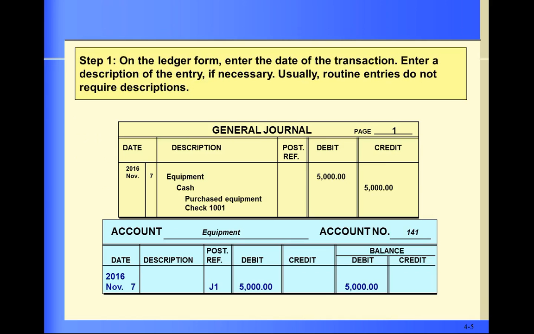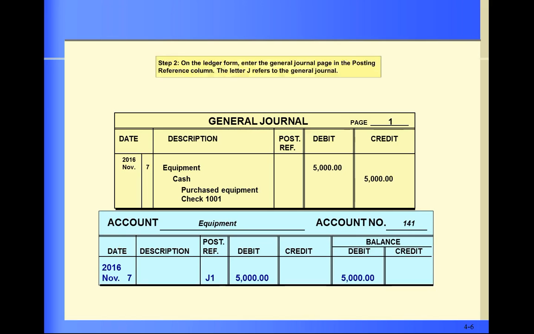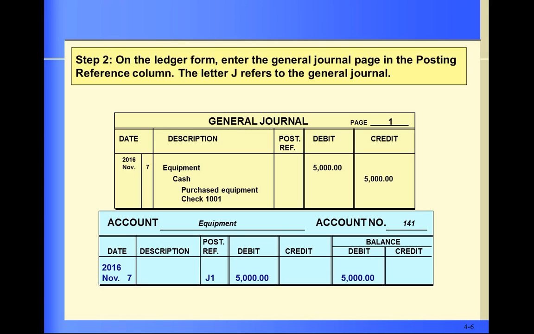So let's go through the process of transferring information from the journal to the ledger, what we call posting. Step one, we're going to take the date from the journal and move it to the date column on the ledger form. This will be a single entry on that ledger line, just the same way it was an entry on the journal. Step two, we're going to move the page of the journal down to the posting reference. We put a J in front of this to let us know that it came from a journal page.